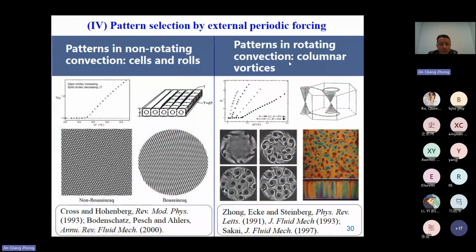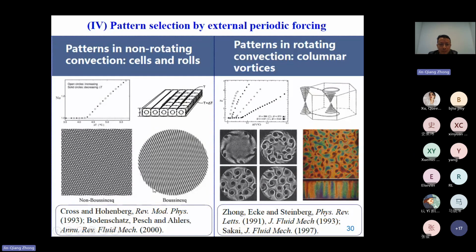The physics of pattern formation has been studied in the past few decades. People observe beautiful and regular patterns near the onset of convection. In the case of non-rotating convection, the flow pattern consists of cells and parallel rolls. But in rotating convection, either cells or roll structures are prohibited by the Coriolis force, while the columnar vortices are favorably structured. So the pattern in rotating convection consists of these vortices.